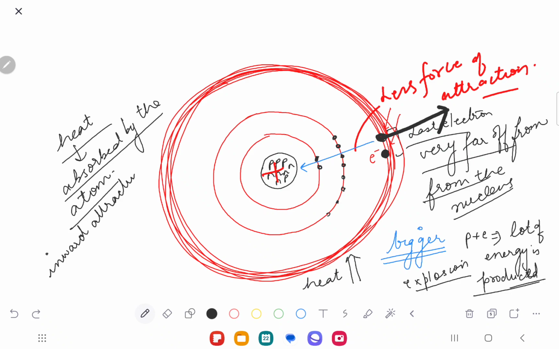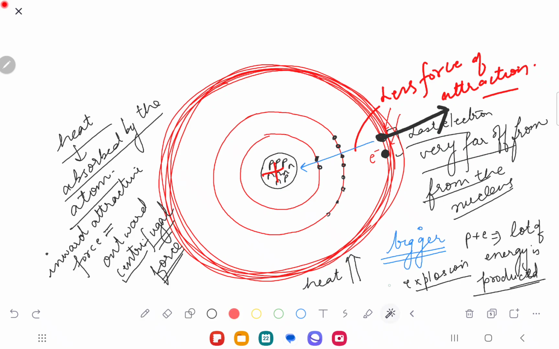So in normal scenarios, the inward attractive force is equal to the outward force, and this is called outward centrifugal force. Centri means central, fugal means away. And why is that centrifugal force coming into play? Because the electron is consistently rotating in a circular path, and because of that circular rotation, that electron will sort of move on the outside. Are you understanding my point? So normally this is happening, and that is why this electron is held in its own position on the electron's orbit.